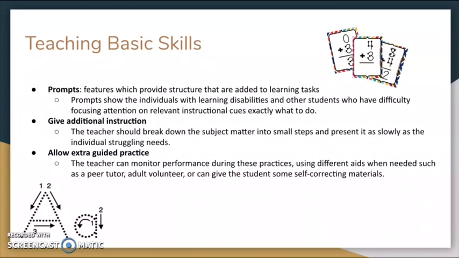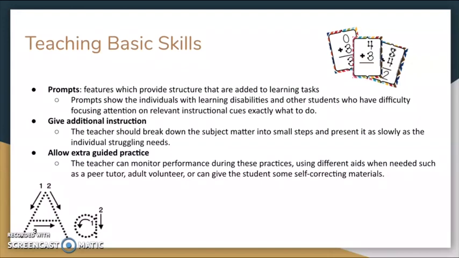Most students learn the basic skills in the early elementary years in their general education classrooms if it is a part of the curriculum. Students with special needs, however, may not and might require special assistance in order to progress. The general education teacher can enhance the learning of students with special needs by modifying the techniques they use to teach the basic skills. The textbook recommends these 3 adaptations: providing prompts, giving additional instruction, and allowing extra guided practice.